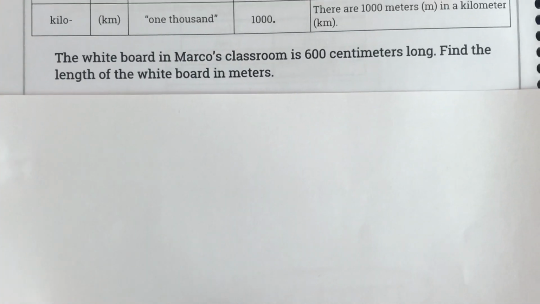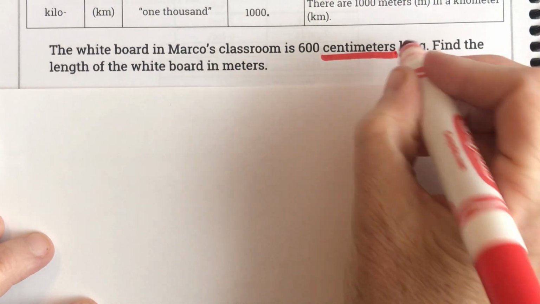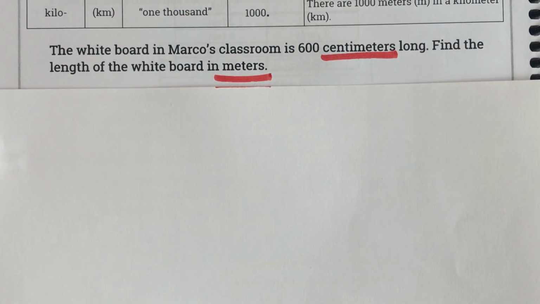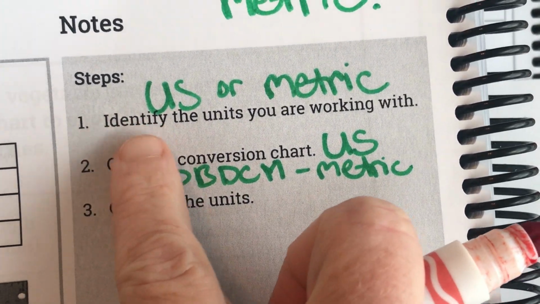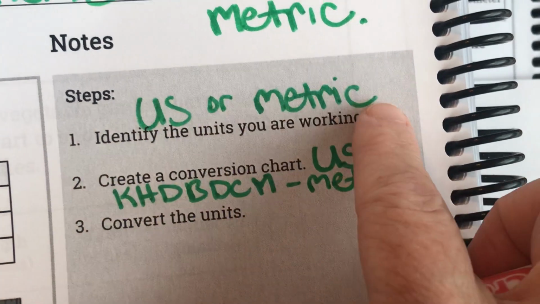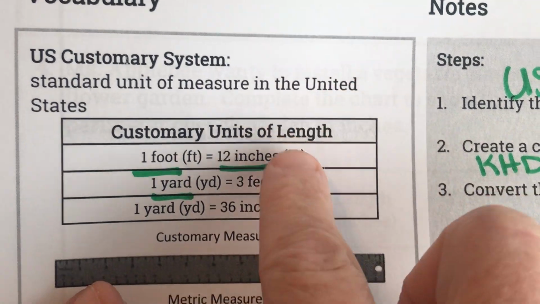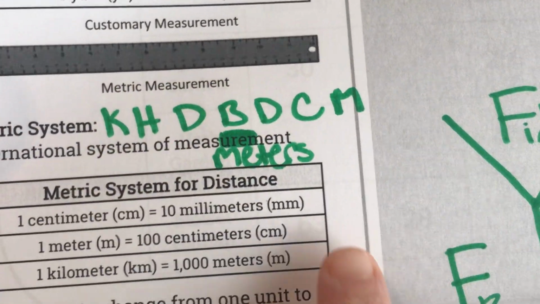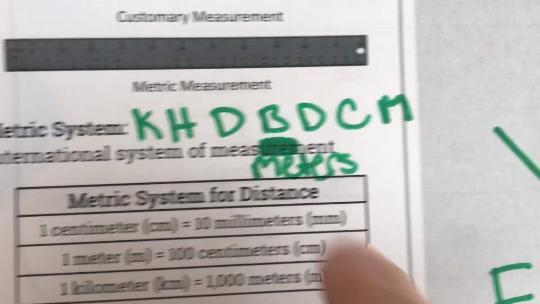My next question says, the whiteboard in Marco's classroom is 600 centimeters long. Find the length of the whiteboard in meters. Okay, so what are my measurement words? I see centimeters, I see meters. Okay, so let's look at our steps. My first step says I need to identify the units. Am I using US or metric? Are those US words or metric? And you could look over here to help you. It doesn't look like US words, but they do definitely look like metric words. That meter word, definitely, it's a base measurement.